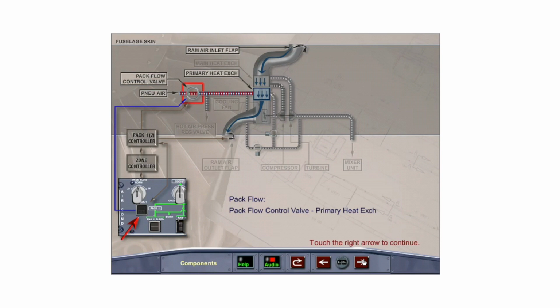The regulated air from the pack flow control valve enters the pack's primary heat exchanger, where it is cooled by external air from the ram air inlet. The cooled air from the primary heat exchanger enters the compressor section of the air cycle machine, where it is compressed to a higher pressure and temperature. From the compressor, the hot air is cooled again by the main heat exchanger using external ram air.